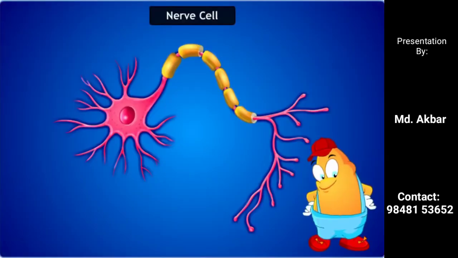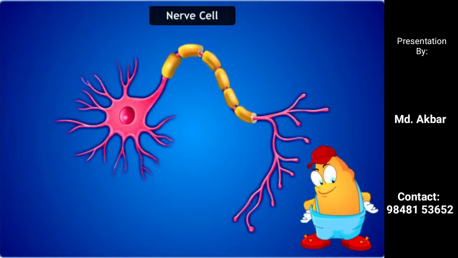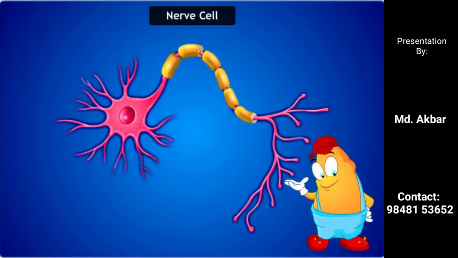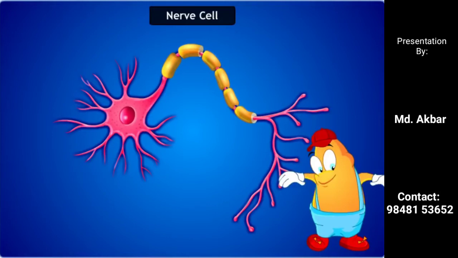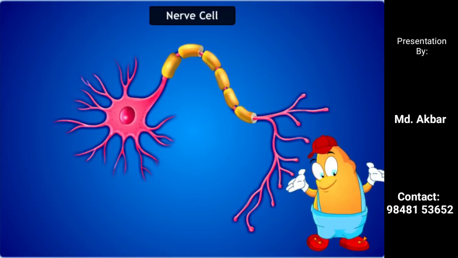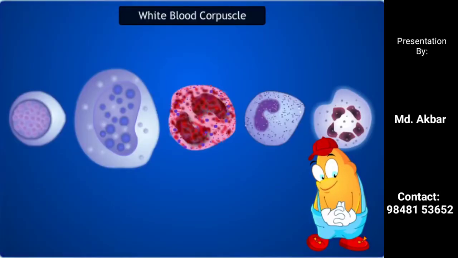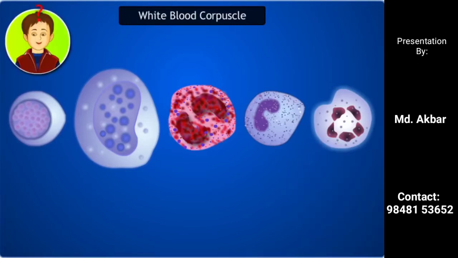For example, a nerve cell or neuron is branched. The branched structure of a neuron helps it to transfer messages to all parts of the body. The white blood corpuscle, WBC, is the only animal cell that changes its shape. Why? What do WBCs do?